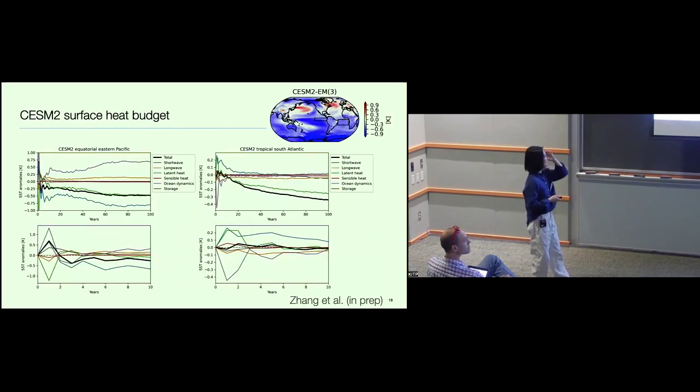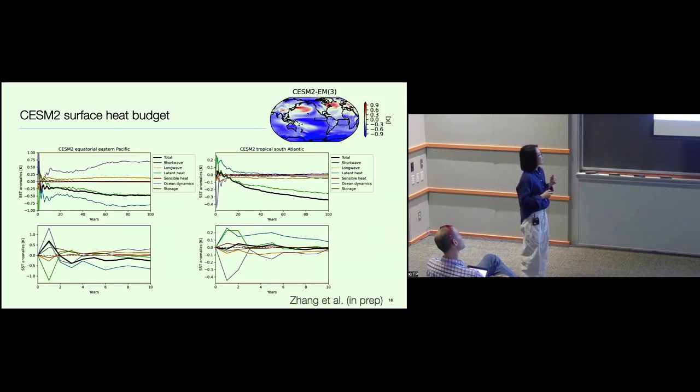So this is from CSM2, and this is the ensemble mean of the 3 members. Actually, the 3 members look quite similar in terms of the patterns towards the end of the simulation. So very strong cooling along the equatorial Pacific, as well as cooling in the South Atlantic. So we average the 2 boxes here, one on the eastern side of the equatorial Pacific and the other one in the South Atlantic. And then we can compute their surface heat budget.